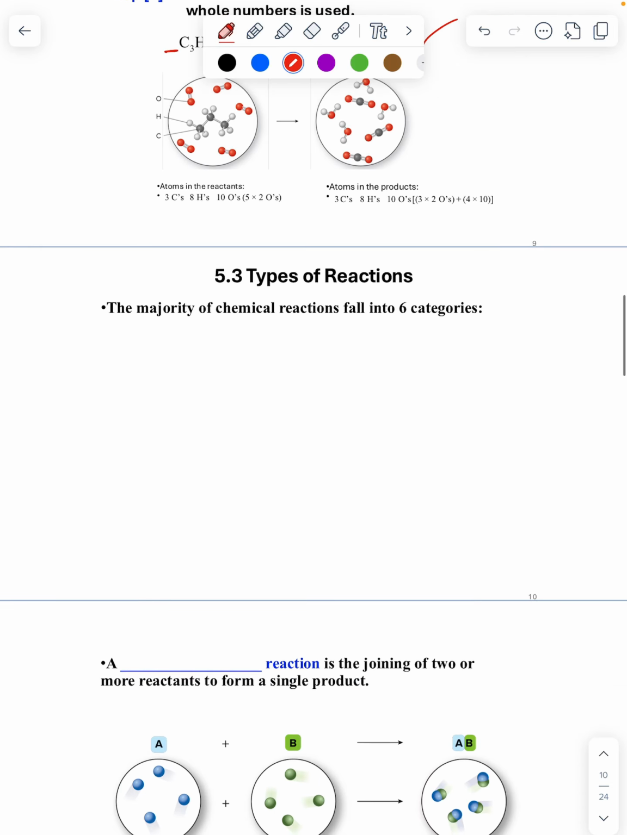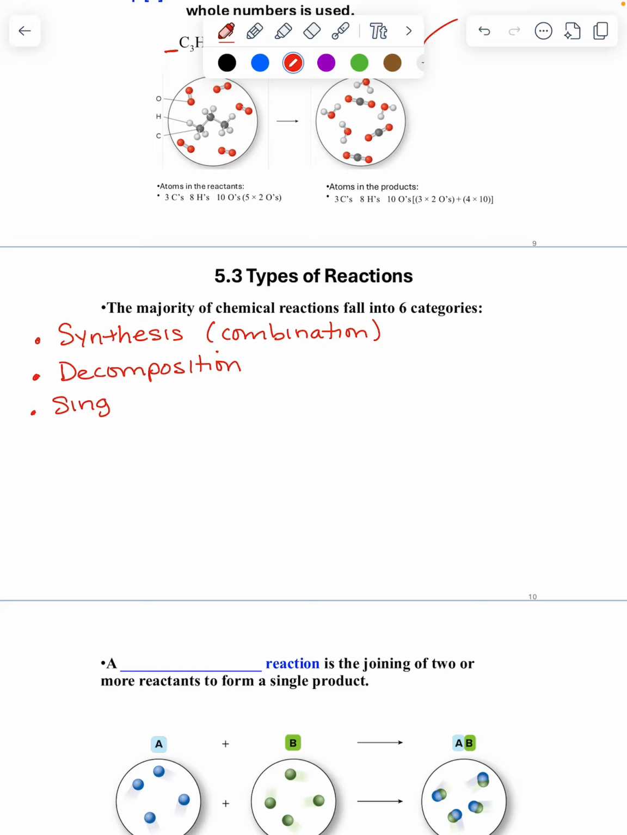All right, the next topic is about types of reactions. The majority of the chemical reactions that we'll be talking about fall into these 6 categories that were mentioned earlier. So let's write them down again. We have synthesis reactions, and I believe your textbook calls them combination reactions. Those are the same thing. Secondly, we have decomposition. Next is single replacement. Then we have double replacement.